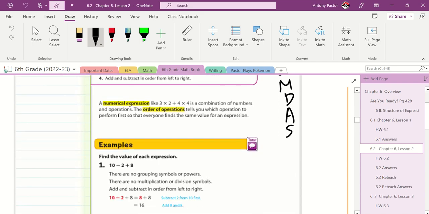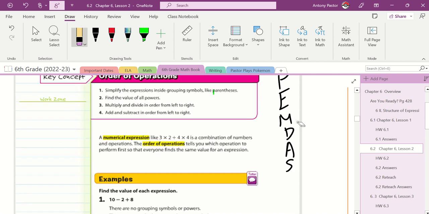A numerical expression like 3 times 2 plus 4 times 4 is a combination of numbers and operations. Because again, in order of operations, we would do multiplication and division first. So we wouldn't add. We do 3 times 2, which is 6, plus 4 times 4, which is 16.